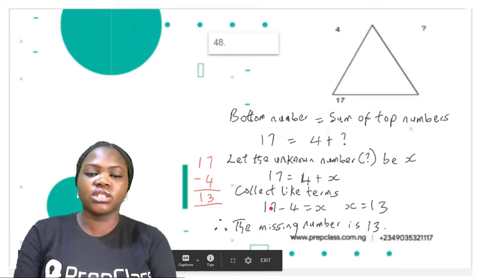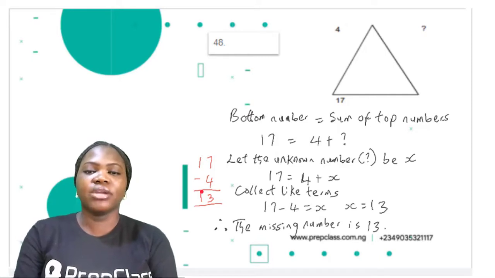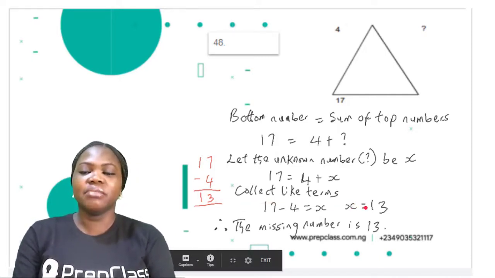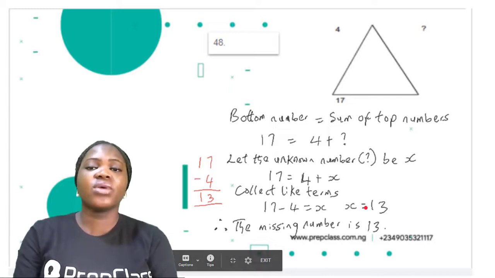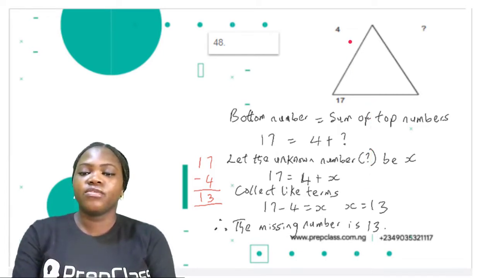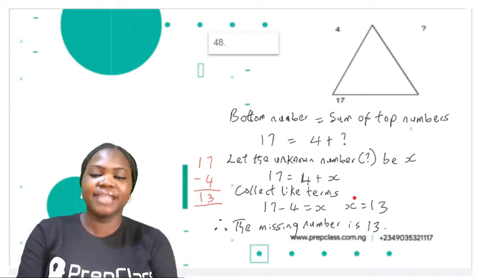What is 17 minus 4? 7 minus 4 is 3, and 1 minus nothing is 1. So 17 minus 4 is 13. So X is 13. The missing number is 13. But before we go on, let's see if it is correct. Let's add the top numbers and see if we'll get the bottom number. 4 plus 13 is 17. So it is correct. The missing number is 13.